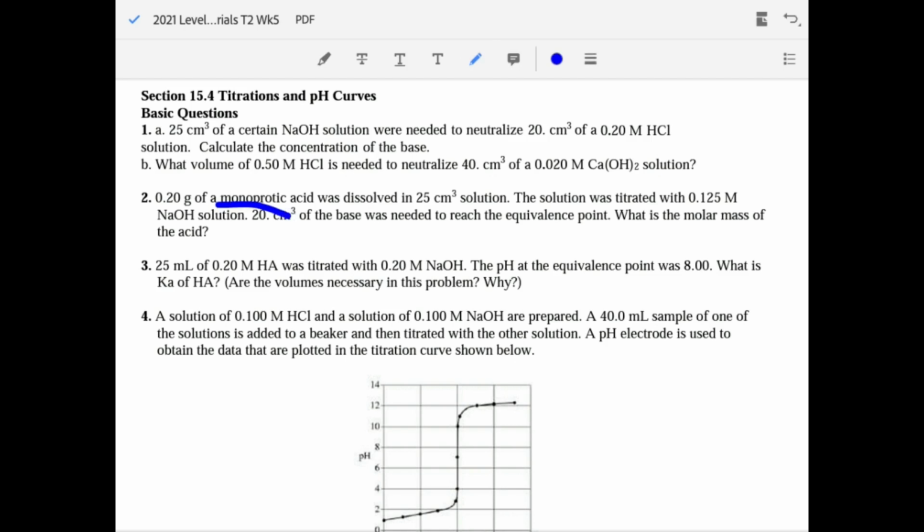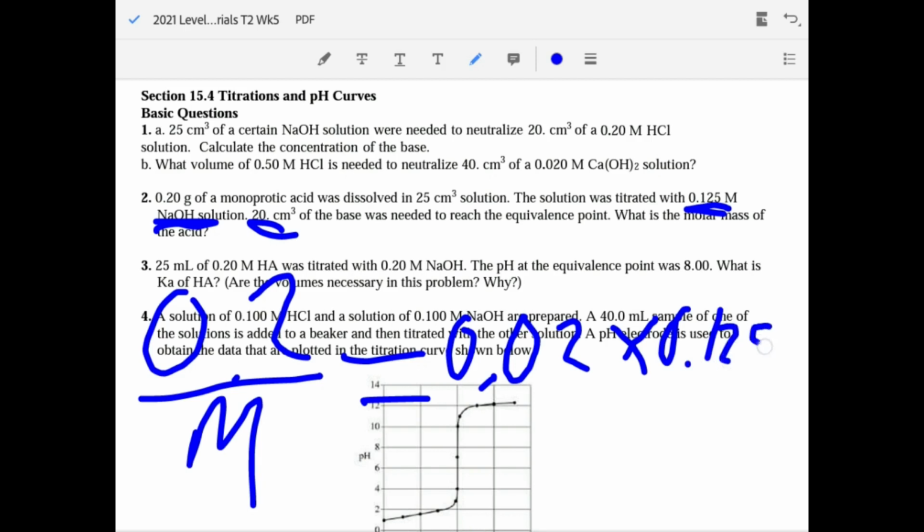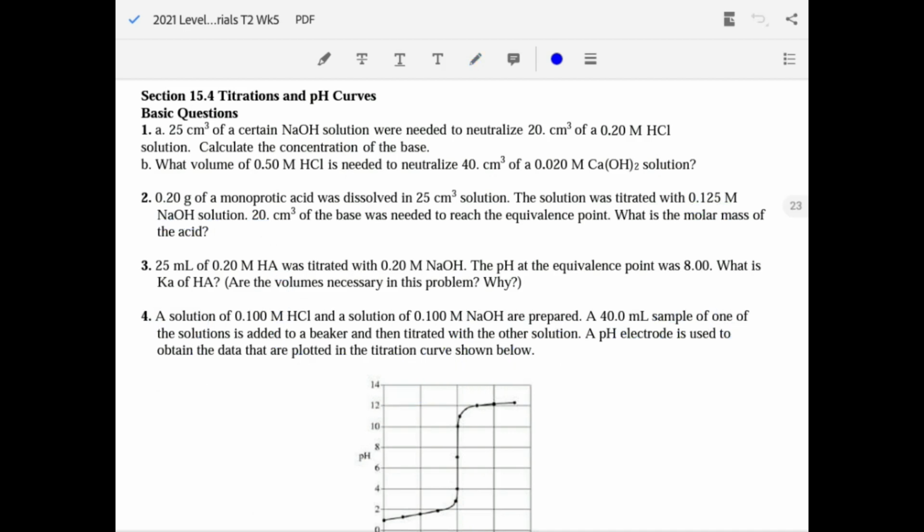Number 2, monoprotic, so you don't multiply by 2 again, is dissolving that. So since it was titrated and needed to reach the equivalence point, you know that the number of moles of acid, since monoprotic, is equal to the number of moles of base. So the number of moles of acid is 0.2 over M, which is the molar mass, equals the number of moles of base, which is NaOH, 0.125, and 20 centimeter cube. So 0.02 times 0.125, and then cross multiply there, you get 0.2 over 0.02 times 0.125, you should get 80.